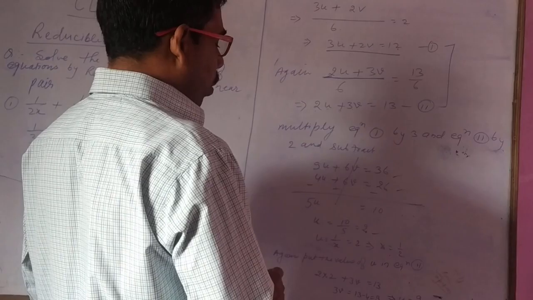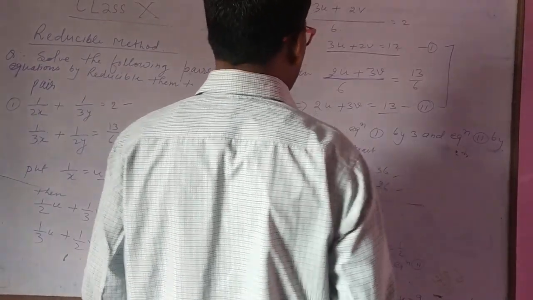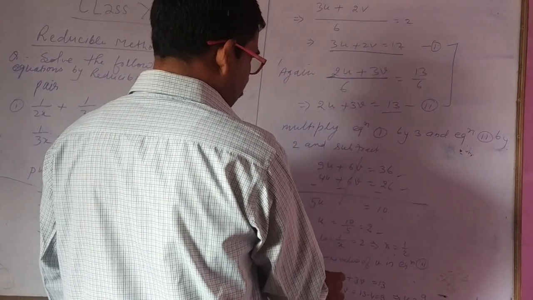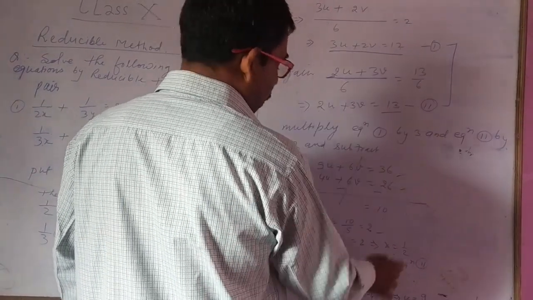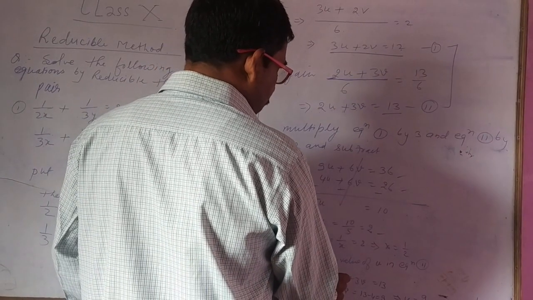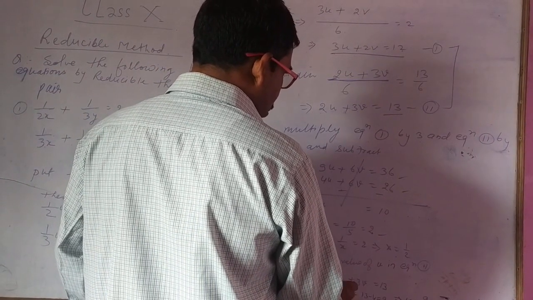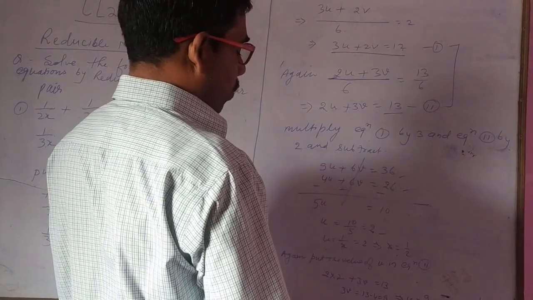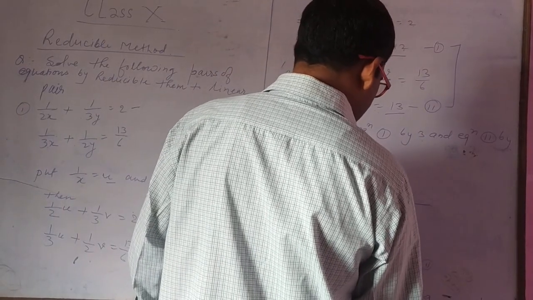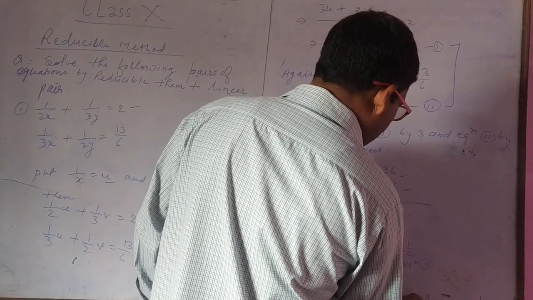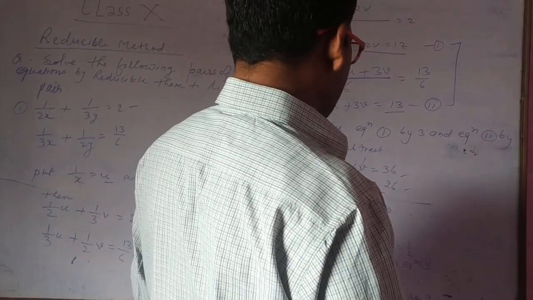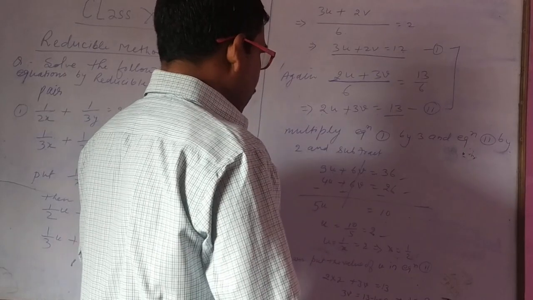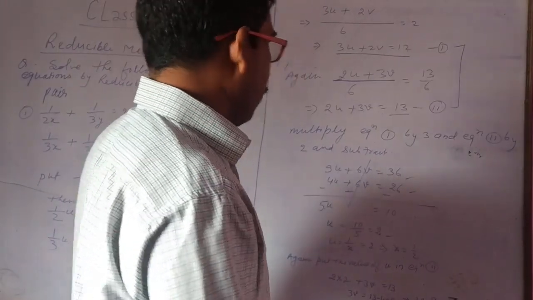Again, we put the value of u in equation number 2. Then 2 into the value of u, 2 into 2, plus 3v equal to 13. 2 into 2 is 4. Then this 4 is transposed to the other side. Then 3v equal to 13 minus 4, which is 9. So v equal to 9 by 3, that means 3. Therefore, y equal to 1 by 3. Therefore, the solution is x equal to 1 by 2 and y equal to 1 by 3.